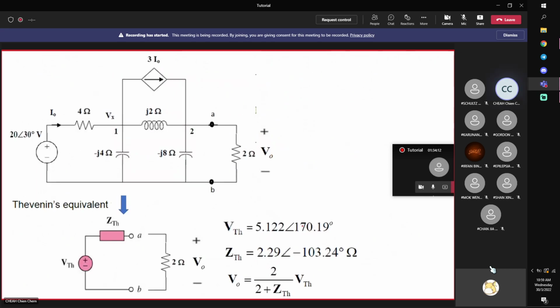Okay, we have obtained VTH and ZTH. But that's not the end. You want to use this to find V0, right? Then you connect back the load to your equivalent circuit and then use the voltage division law to find your V0. V0 is a portion of VTH according to the ratio of the impedance, right? 2 divided by 2 plus Z. This is the voltage division law.